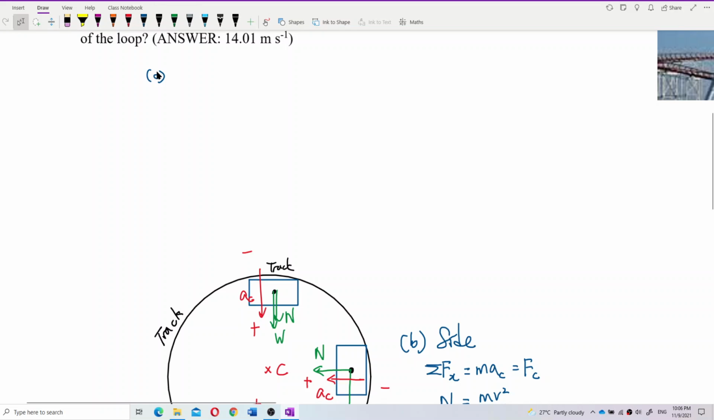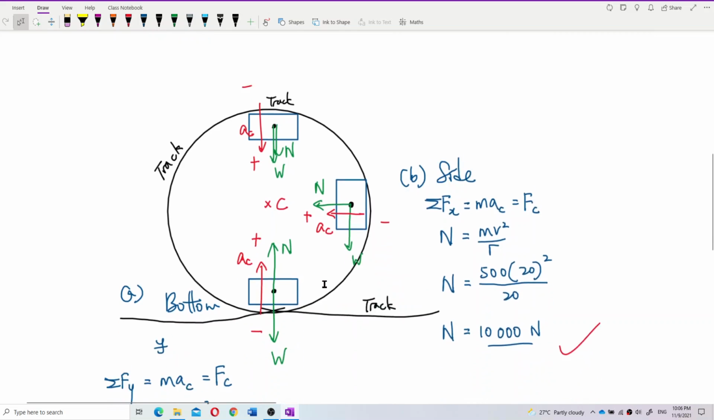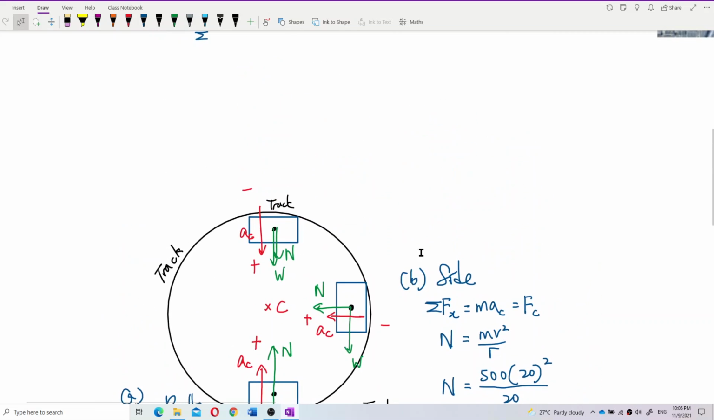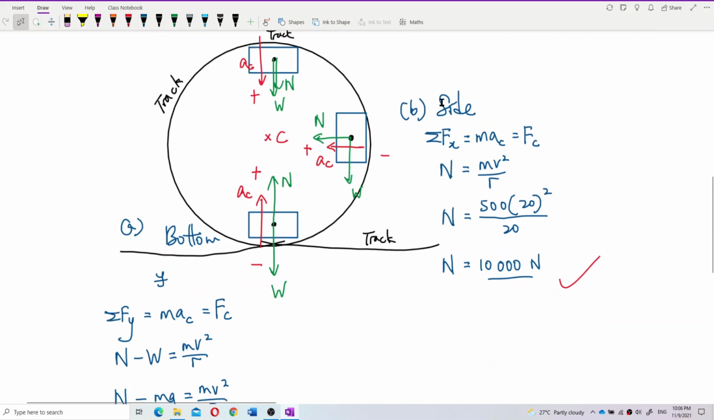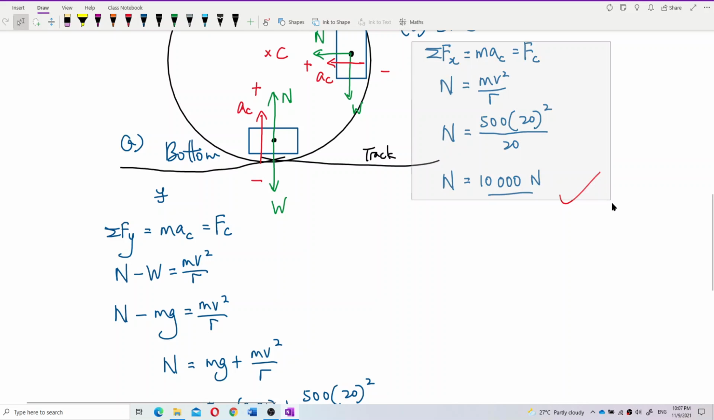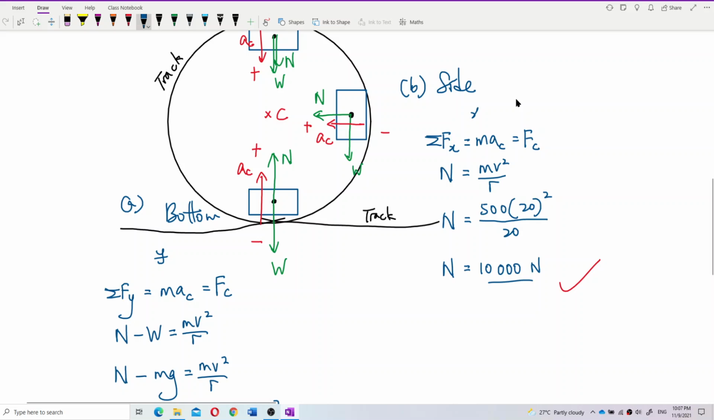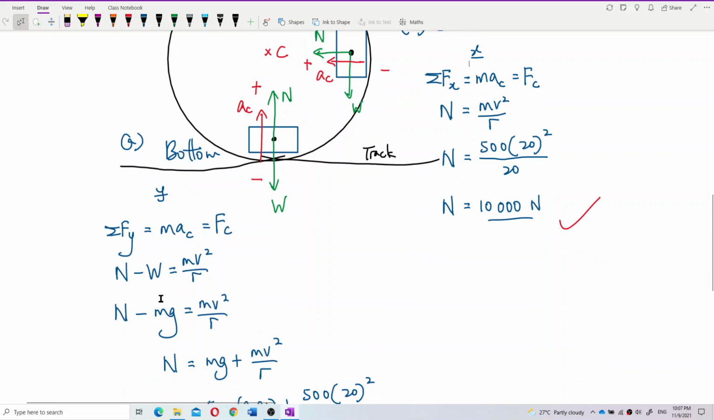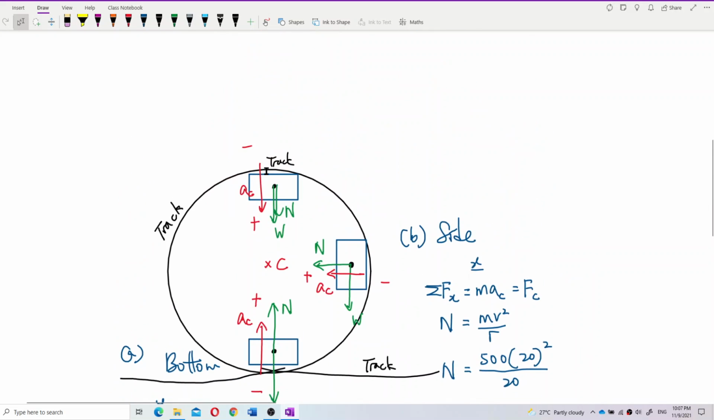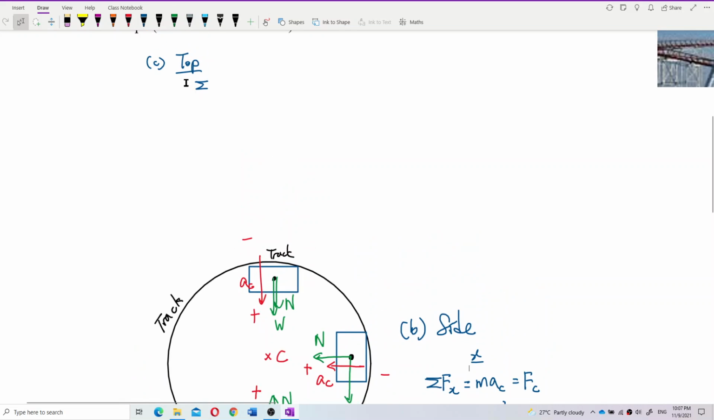So now we are doing the top position. We're also doing the y component. Just now, this one was the x component. This one, the bottom, is also the y component, because the centripetal acceleration is in the y component. So here we use the y component.